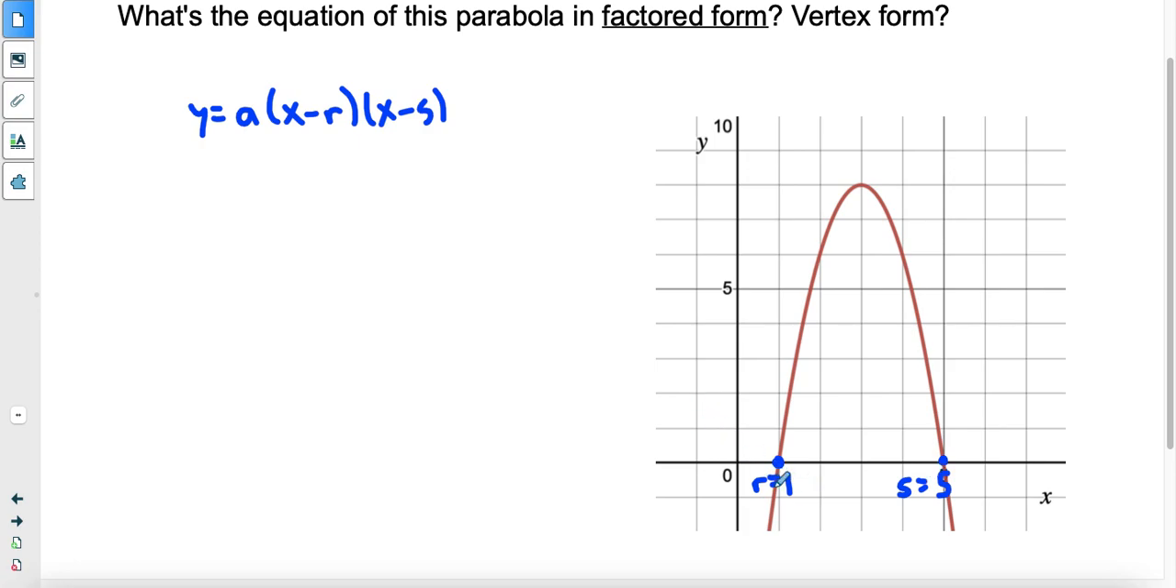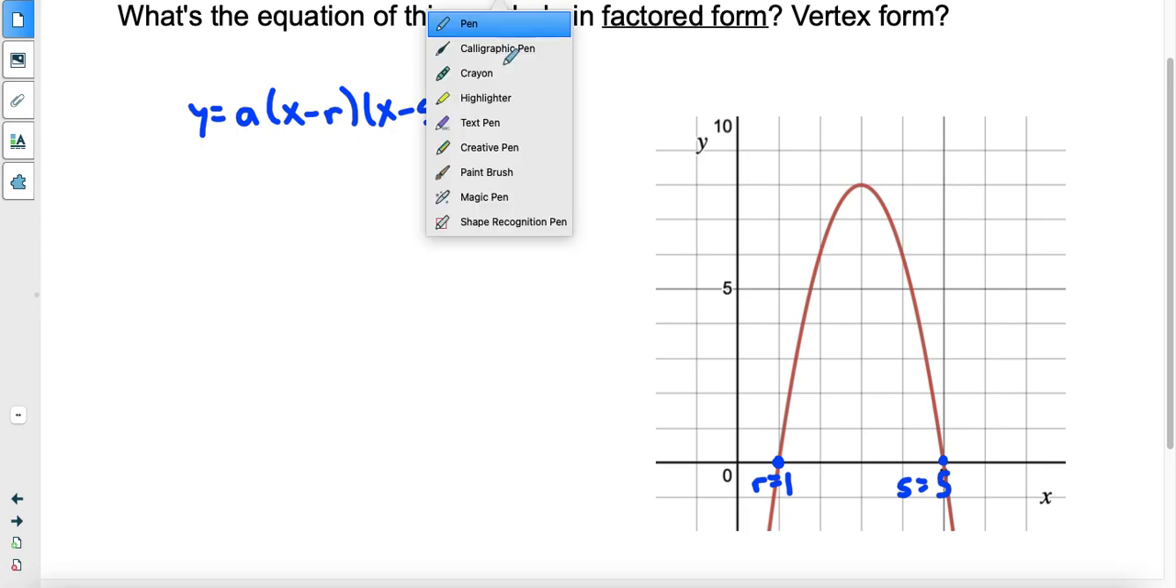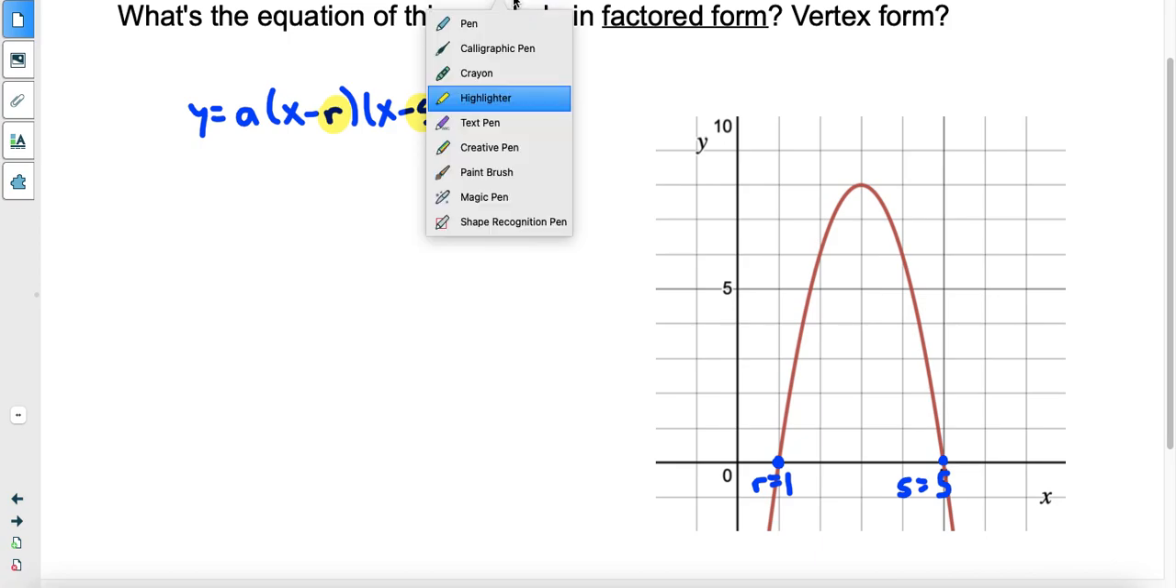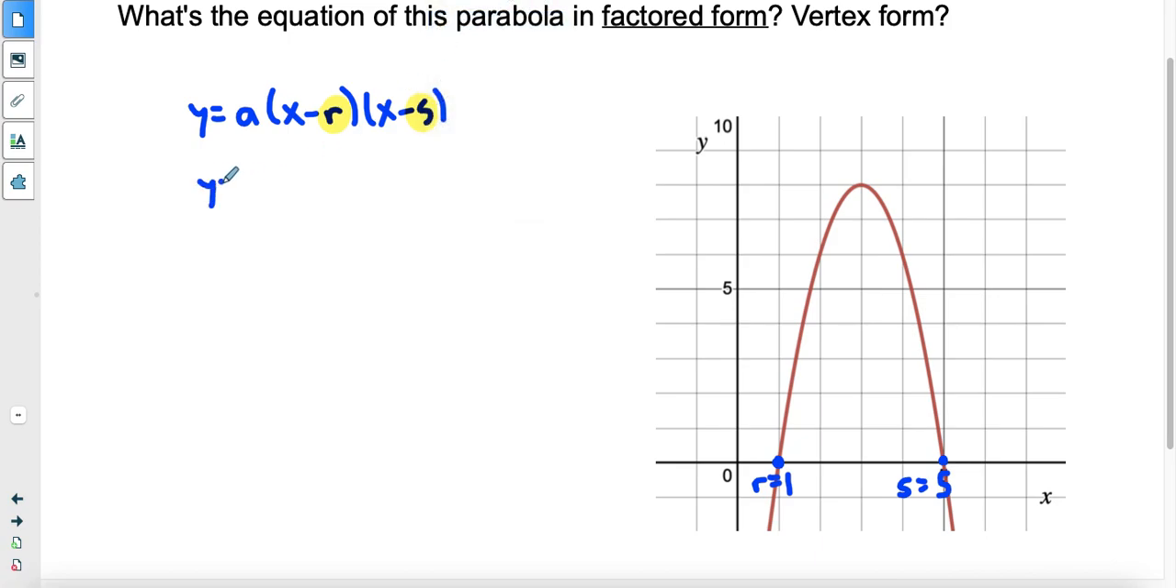Now remember, I can label my x-intercepts with an r and an s, and I can plug these values into my equation here. So I'm just going to plug these values into my equation for r and s. Now, am I done? I've plugged in my x-intercepts. Am I done? No, because I'd still need to find my a value here.